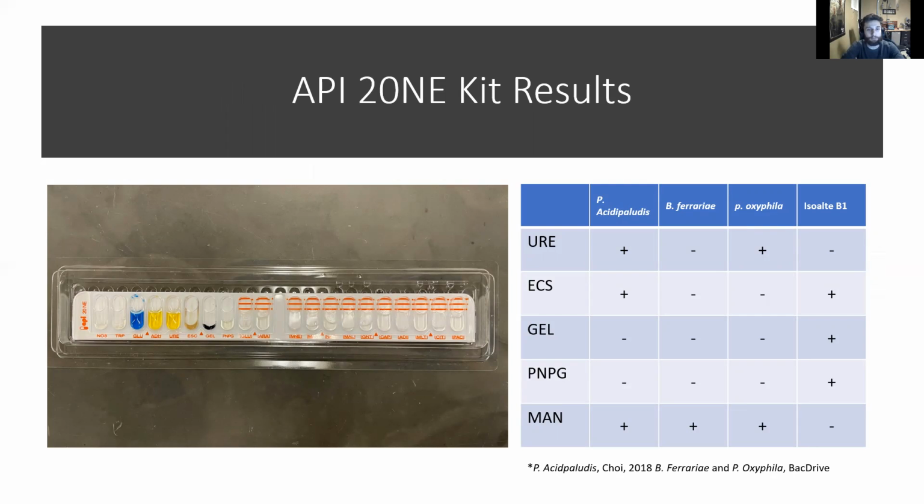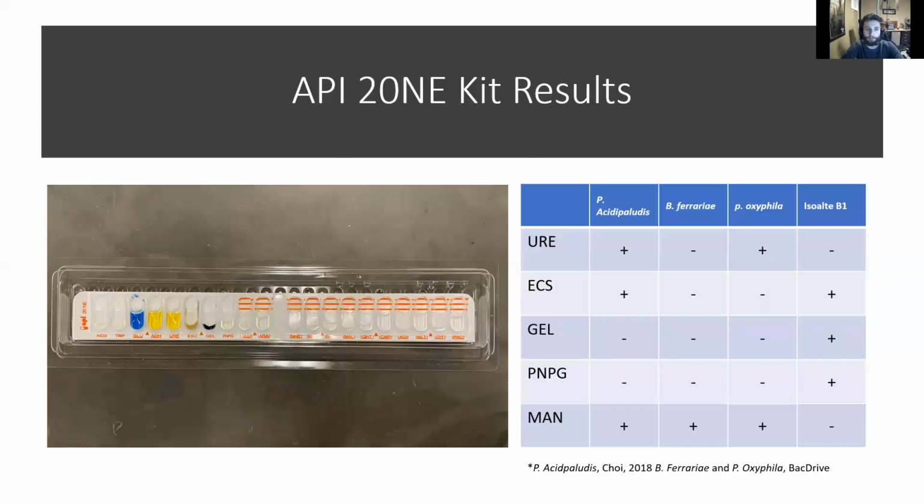On the top of the table, I have the closely related species, the Paraburkholderia acidipaludis, Burkholderia ferrariae, Paraburkholderia oxyphila, and my isolate B1. On the side of the chart is the URE test, which tests for the enzyme urease, the ECS test, which tests for the enzyme beta-glucosidase, which is responsible for the hydrolysis of esculin. The GEL test, which tests for the enzyme protease, and it is responsible for the hydrolysis of gelatin. The PNPG test, which tests for the enzyme beta-galactosidase, and then the MAN test, which tests for assimilation of mannitol.